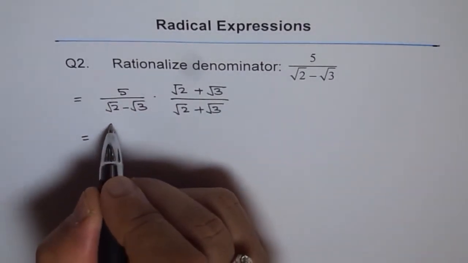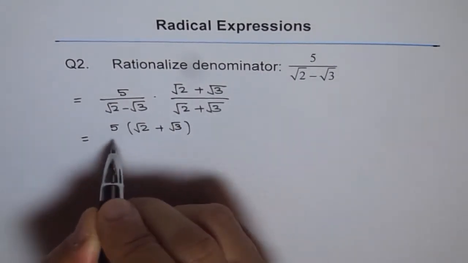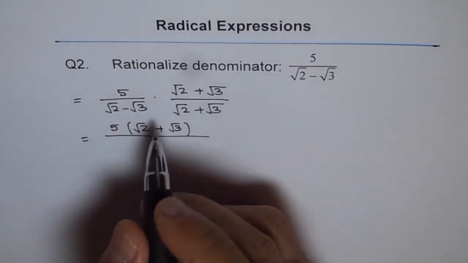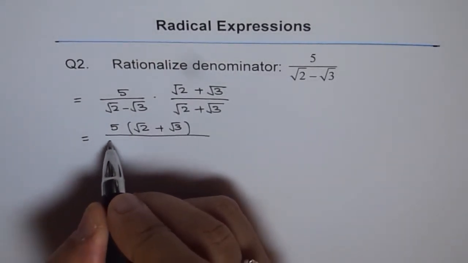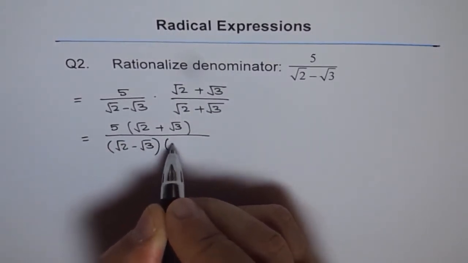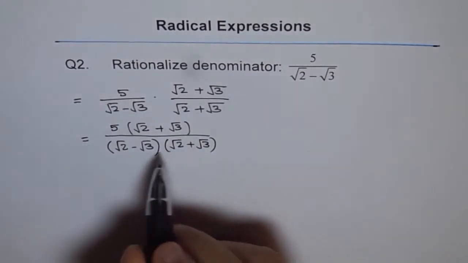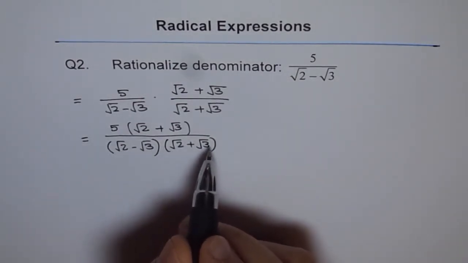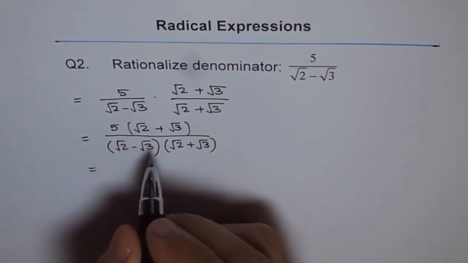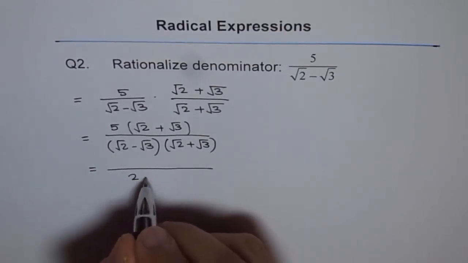In the numerator, we get 5 times square root 2 plus square root 3, but in the denominator, when these two terms get multiplied, we get what? Let's expand. So we get square root 2 minus square root 3 times square root 2 plus square root 3, right? So when you do this, a minus b times a plus b, what you get is a squared minus b squared. So effectively, you get in the denominator 2 minus 3, right?